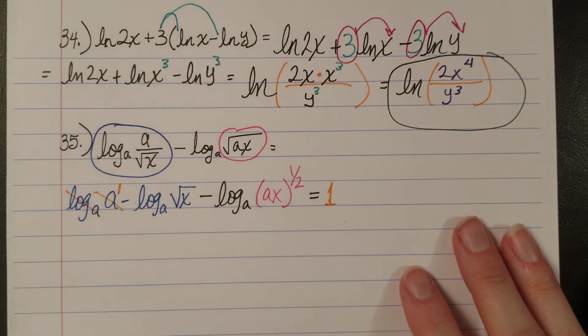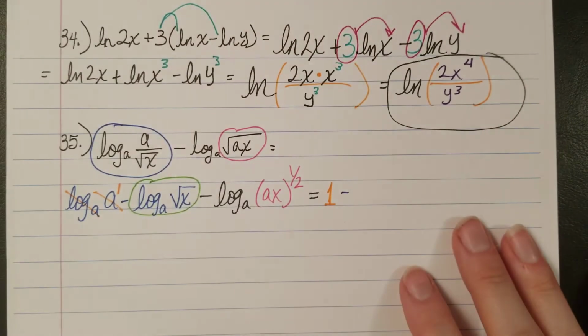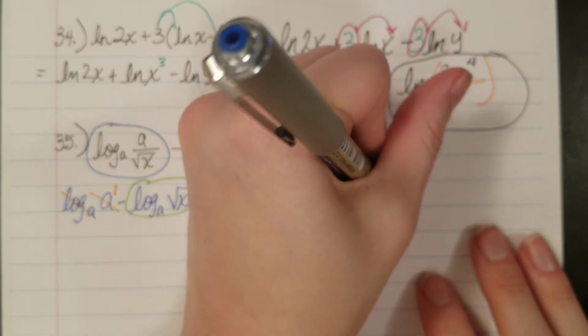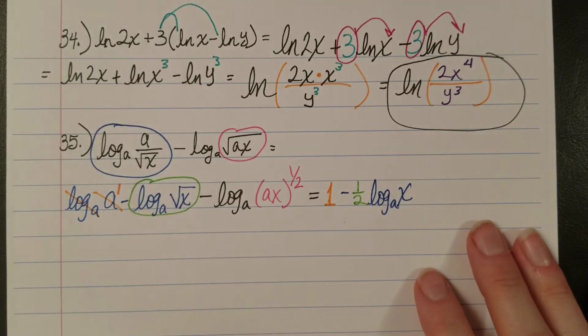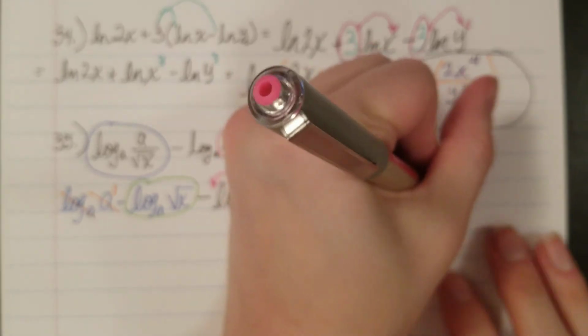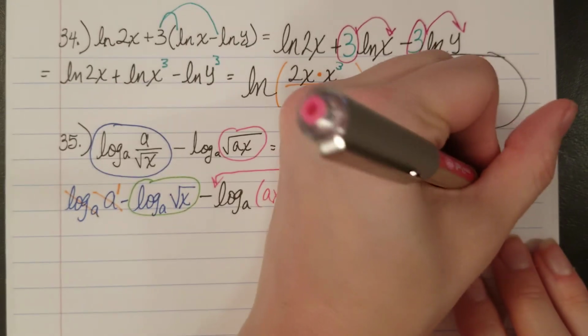And then we've got the 1/2 power here. So ultimately this will turn into 1/2 log base a of x. All right, let's move this 1/2 here. So we have minus 1/2 times the log base a of ax.